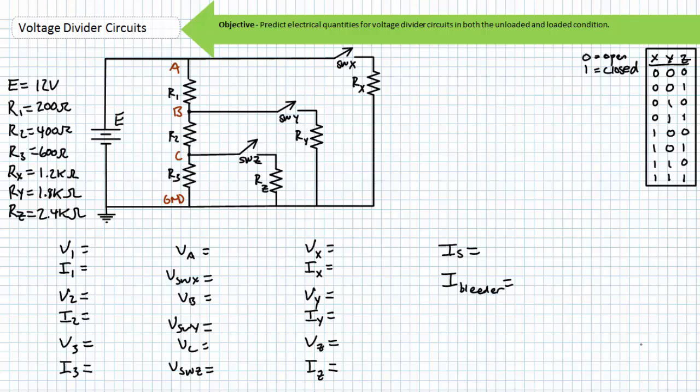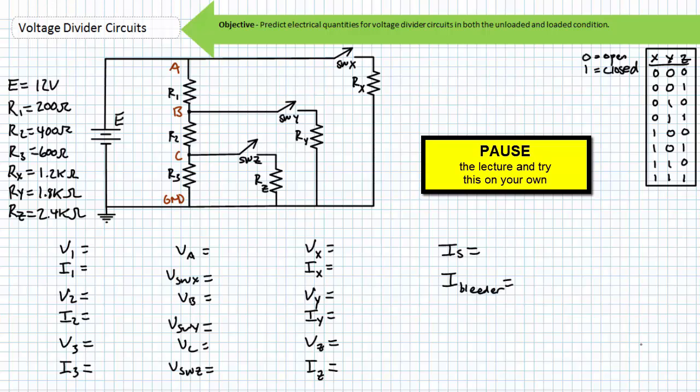Rx is a 1.2 kilo ohm resistor, Ry is a 1.8 kilo ohm resistor, and Rz is a 2.4 kilo ohm resistor. Pause the lecture and solve for the voltage drop across each component, the current through each component, the source current, and the bleeder current. Recall, the bleeder current is the current internal to the voltage divider, in 8 different switch positions as indicated in the table in the upper right-hand corner.